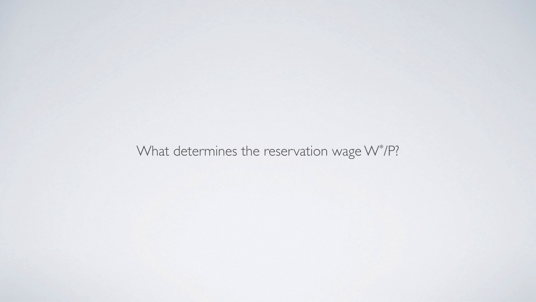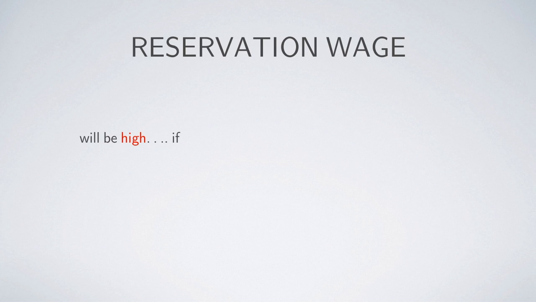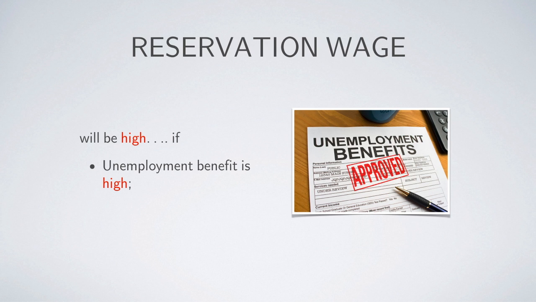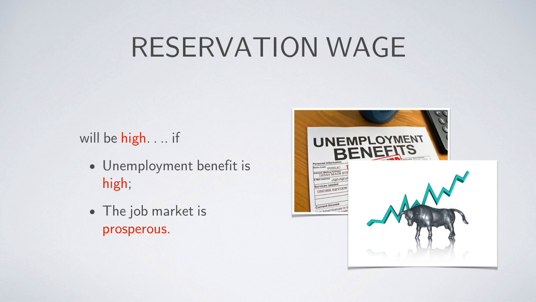Then the question is, what determines the reservation wage rate W star over P? Intuitively, this threshold would be high if the unemployment benefit is high. Here, the unemployment benefit can refer to the benefit from government or the benefit that your family is going to give you. When the benefit is high, of course, you will not accept a low wage job offer. You will be more picky about jobs. And the other possibility is that when the job market is prosperous, then you know that there are a lot of good paid jobs. Therefore, you definitely will set a higher bar for accepting a job.